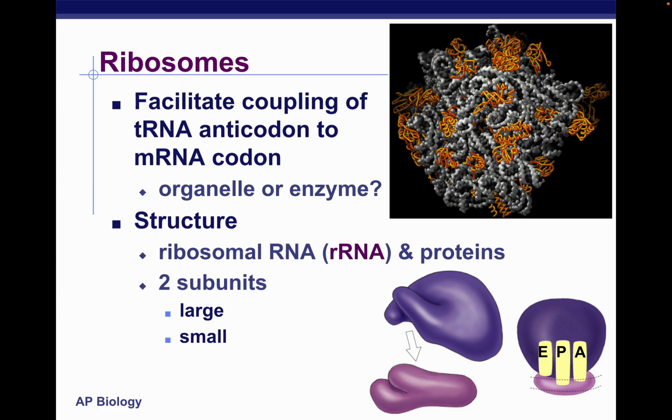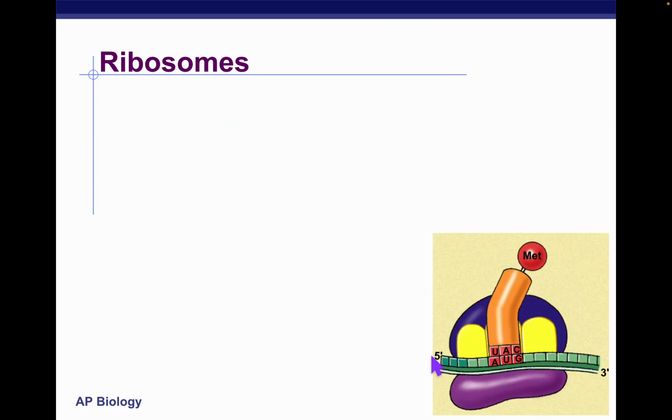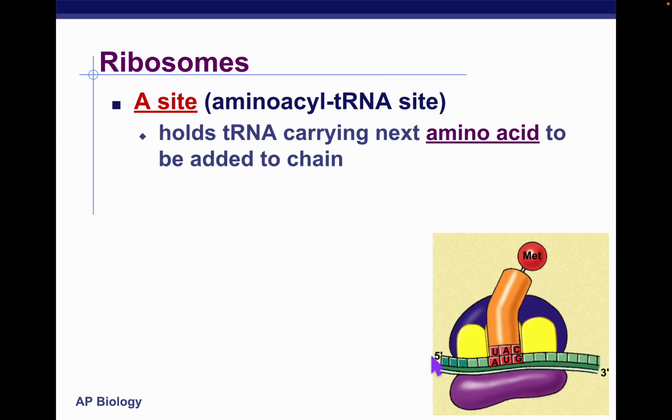Again, we need to talk about the structure of ribosomes very quickly. Ribosomes facilitate the coupling of the tRNA to the mRNA codon. And there's a lot of debate, are they an organelle or are they an enzyme? Since we already know ribosomes produce proteins, okay? The ribosome structure has 2 components to it, 2 subunits. This is our large and this is our small. And what happens is the mRNA will just be sitting here and the ribosome detaches and just attaches to it, okay? So we have different sites on them.